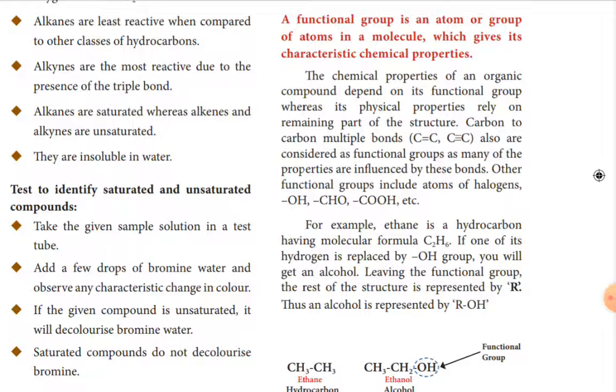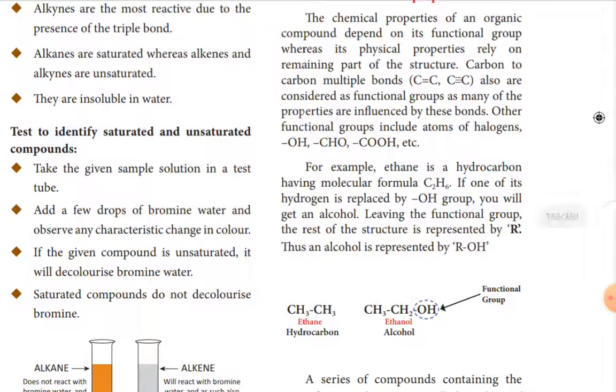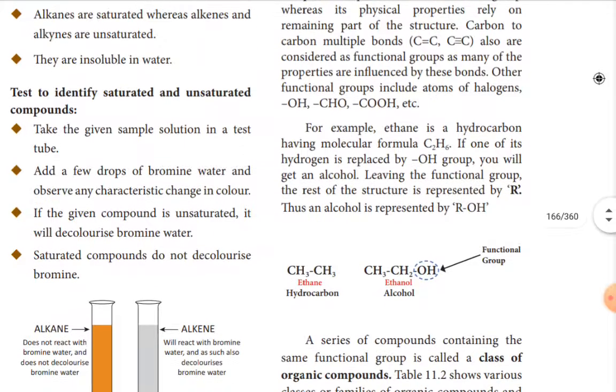Physical property. Carbon to carbon double bond, triple bond is also considered as a functional group. And there are some other examples given. OH is the functional group of alcohol. CHO, functional group of aldehyde. COOH, that is the functional group of carboxylic acid. So for example, say ethane is a hydrocarbon, a basic hydrocarbon, formula C2H6, and if one of the hydrogens is replaced by OH, it will give alcohol.